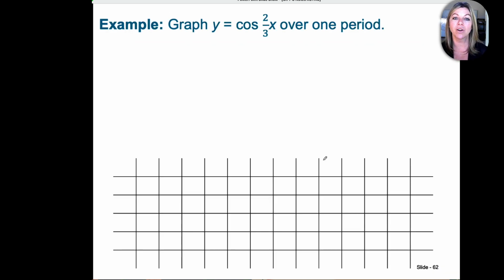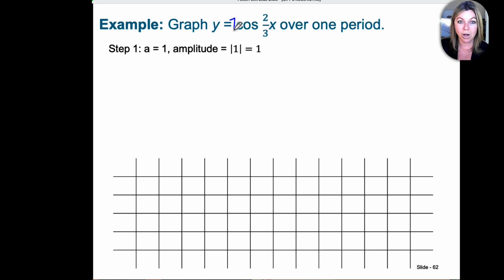All right, let's look at the graph of y equals cosine of 2/3 x over 1 period. So we're being asked to graph this one this time. We're going to go in alphabetical order, starting with lowercase a. Lowercase a is the coefficient in front of cosine. We don't see it, because it's invisible or implied, it's 1. So a equals 1, keeping our amplitude at 1.